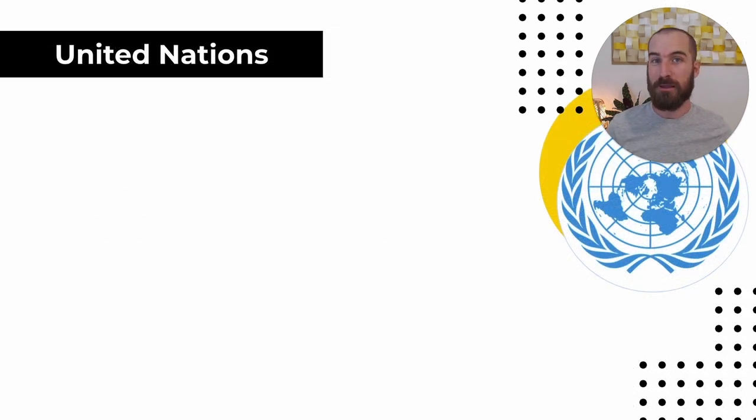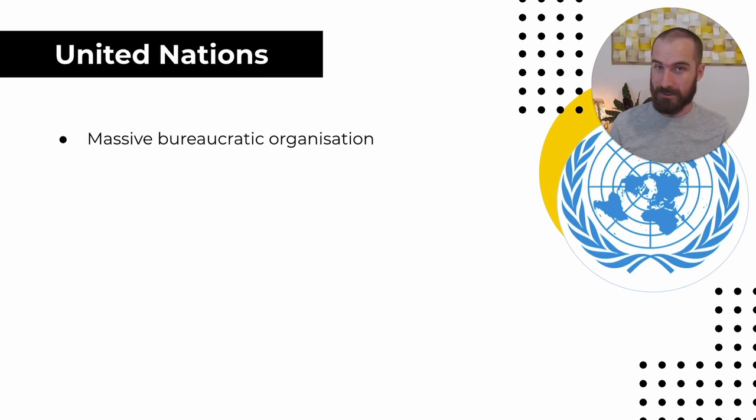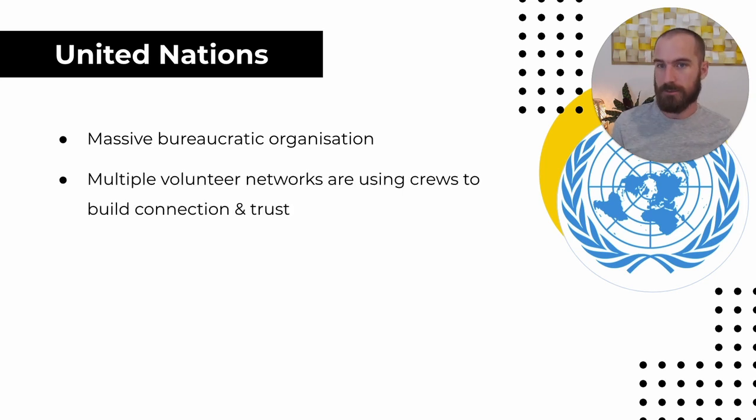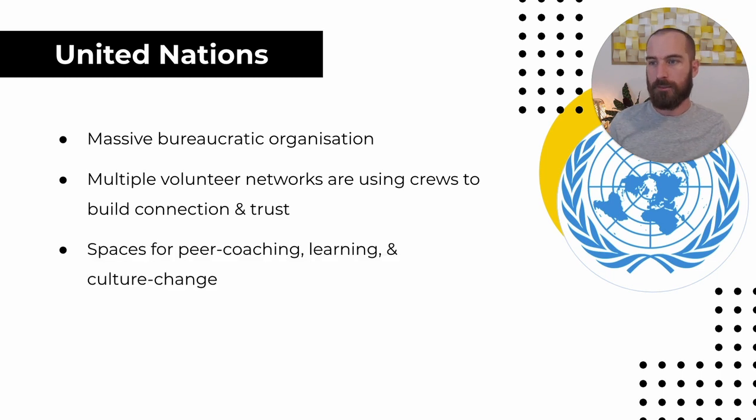So this last example may be a little unexpected, but even at the UN, they're experimenting with Microsolidarity. Obviously, it's a big old-fashioned bureaucracy. It's a huge organization. But within that hierarchy, there are multiple voluntary networks where people are getting organized into Microsolidarity crews to create more connection, more trust within the organization. These are spaces for peer coaching, so people can get advice and support from each other. There's spaces where people can learn, they can take courses together and get some accountability and support from their colleagues. And there's spaces for culture change. There's spaces to practice different ways of organizing than what they're used to in their everyday work.